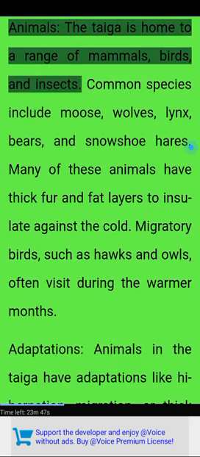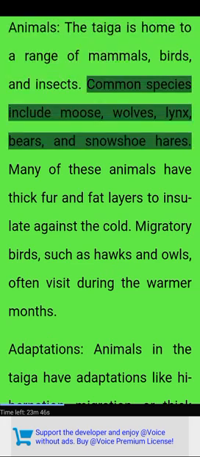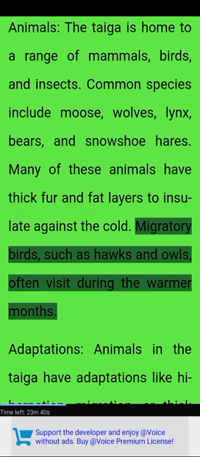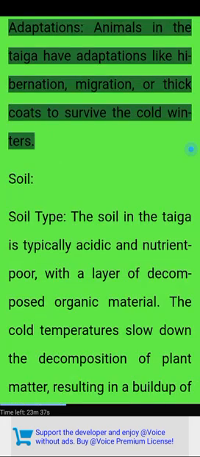Fauna. Animals: the taiga is home to a range of mammals, birds, and insects. Common species include moose, wolves, lynx, bears, and snowshoe hares. Many of these animals have thick fur and fat layers to insulate against the cold. Migratory birds, such as hawks and owls, often visit during the warmer months. Adaptations: animals in the taiga have adaptations like hibernation, migration, or thick coats to survive the cold winters.